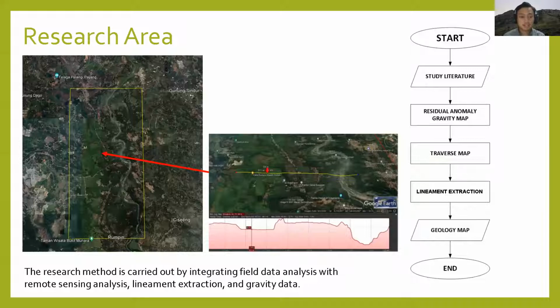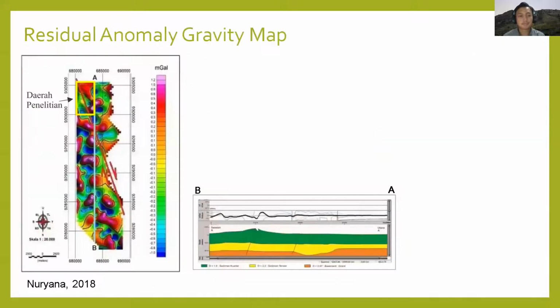The research method is carried out by integrating field data analysis with remote sensing analysis, alignment extraction, and gravity data. Residual anomaly gravity data were obtained from previous research conducted by Nuriana 2018. Measurements were carried out at 120 points in the middle area of the Cisadane watershed.